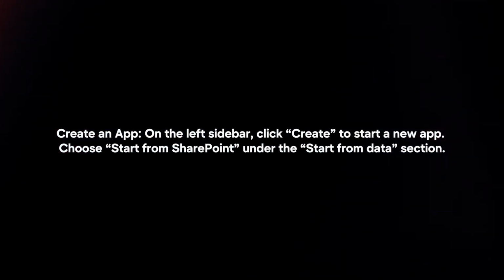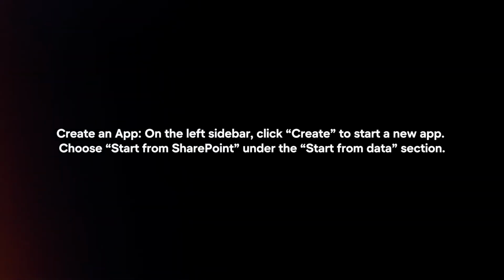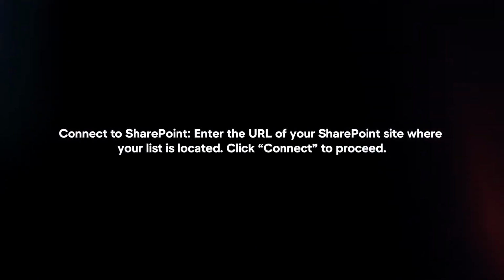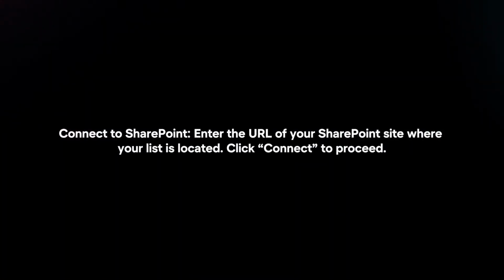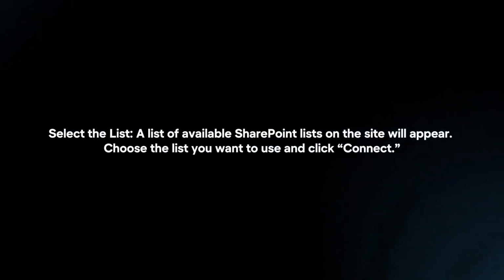Choose Start from SharePoint under the Start from Data section. Connect to SharePoint. Enter the URL of your SharePoint site where your list is located. Click Connect to proceed. Select the list.